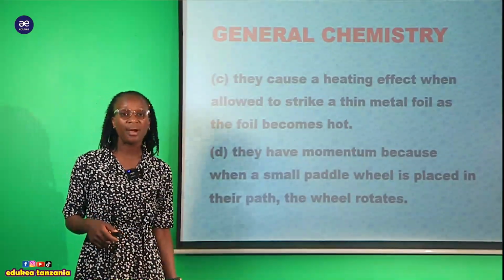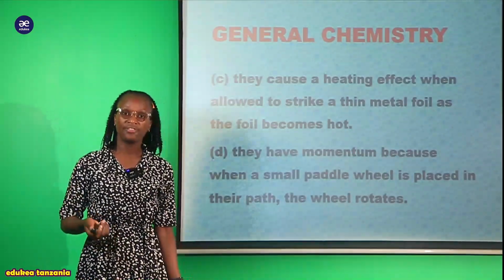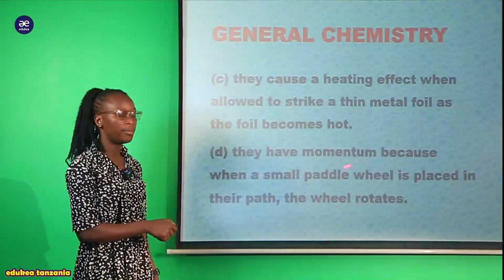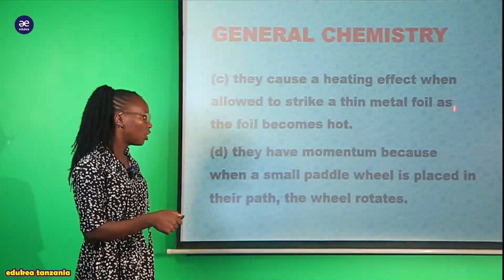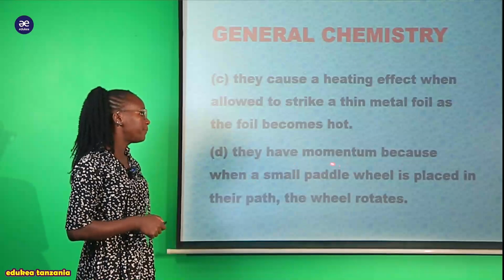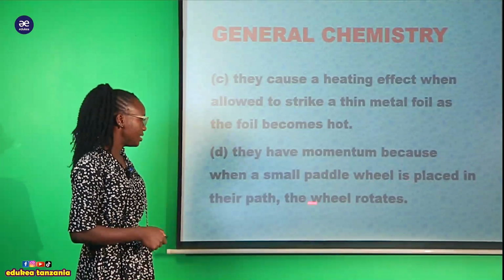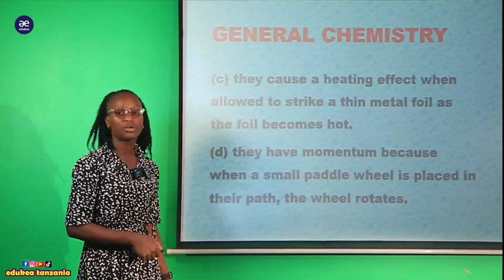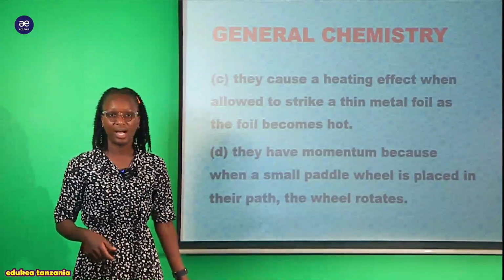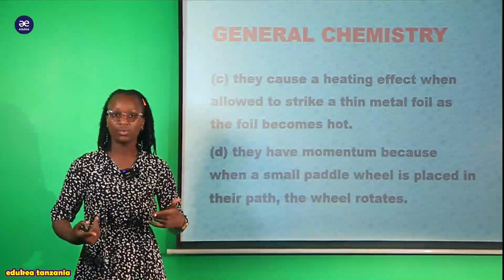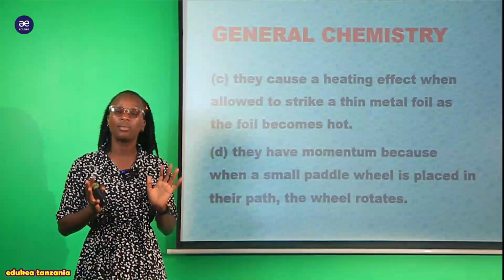So when we talk about momentum, I hope my students, you are good in physics, so I hope the momentum is clear for you. They have momentum because when a small paddle wheel is placed in their path, the wheel rotates. Kwamba kama kutakuwa na small paddle imekuwa placed there, utaona kwamba rotation ina take place. Why rotation? Because of maintaining the momentum.